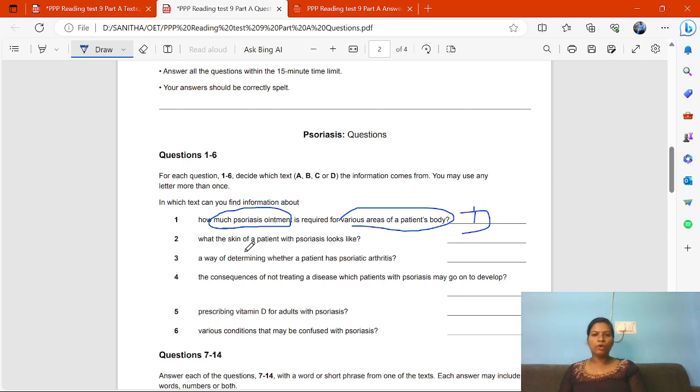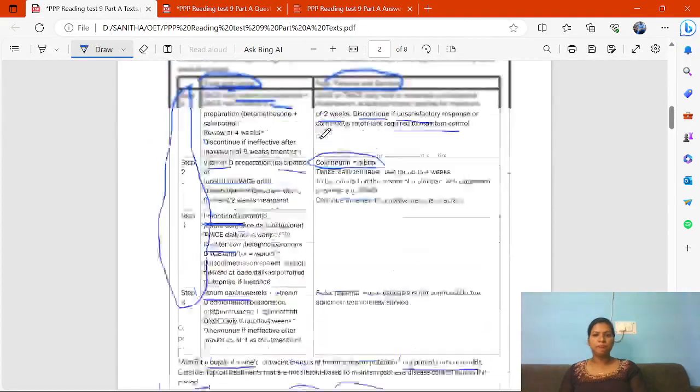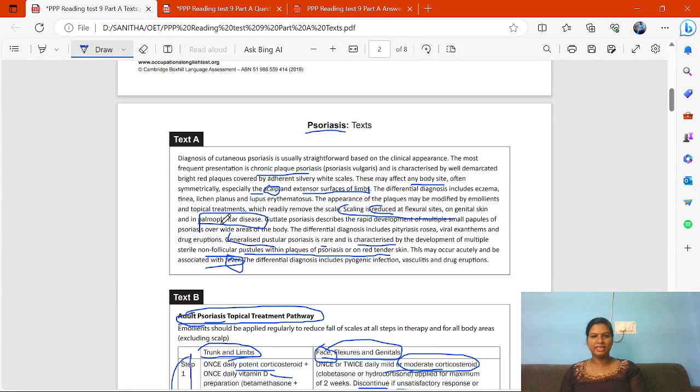Next: what the skin of a patient with psoriasis looks like. These are signs, some signals. Where will we get what the skin of a patient with psoriasis looks like? In Text A. You have to read properly in Text A and you will get this information.